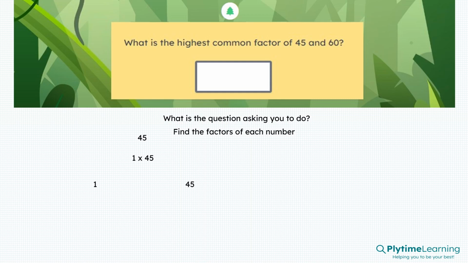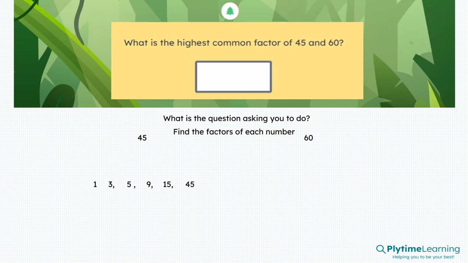1 and the number itself is a factor, so 1 is the smallest and 45 is the biggest. Then 2's don't go into 45. 3 times 15 is 45, they're the next factors. 4's don't go into 45. 5 times 9 is 45. You can check 6 doesn't go into 45, neither does 7 and neither does 8. So we can see these are the factors of 45.